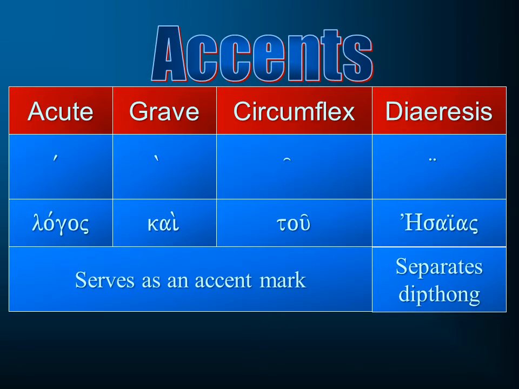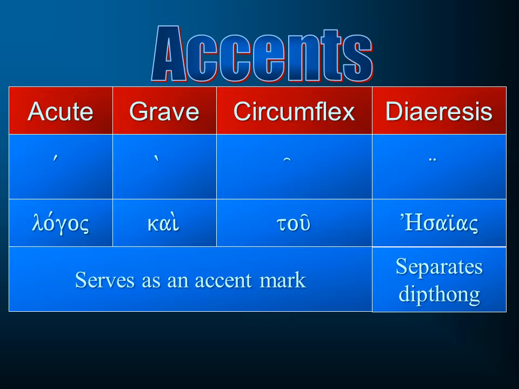All right, let's talk a bit about accents. We have three basic types of accent. Notice they are called the acute, the grave, and the circumflex, and they're shaped differently. The acute is slanted over toward the right. The grave is slanted over to the left, and the circumflex is sort of a half moon. I'm not sure how else you could describe that.